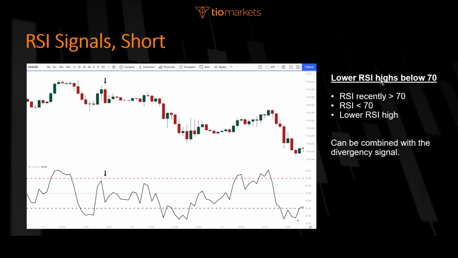Then lower RSI highs below 70. So here we have RSI recently being above 70, then it moves below 70 and there's a lower high. That again can be combined with the divergency signal if you want to, like all of these. You can look for divergences only and then apply these other signals too if you like to, but they can be quite valid on their own also.